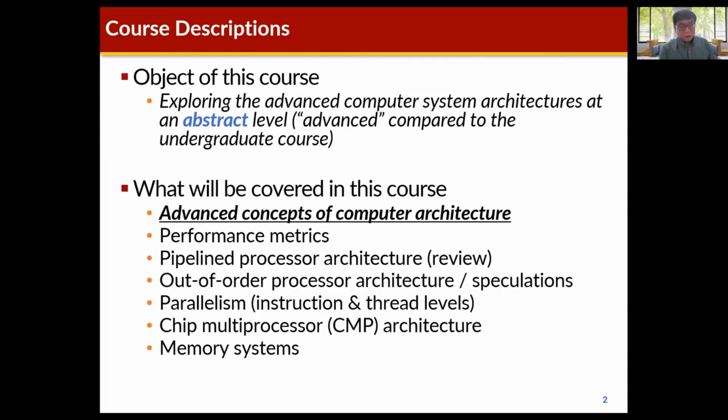So why do we like multi-core processors? Because with multi-core processors, we can execute many applications concurrently at the same time. That means we can increase the performance of computer systems. That's also a very important topic in this course, so we will learn about parallelism.